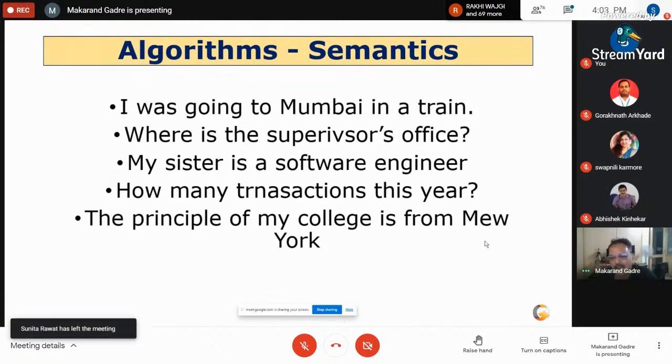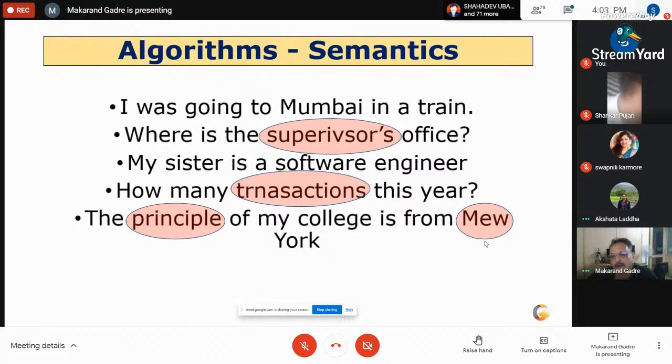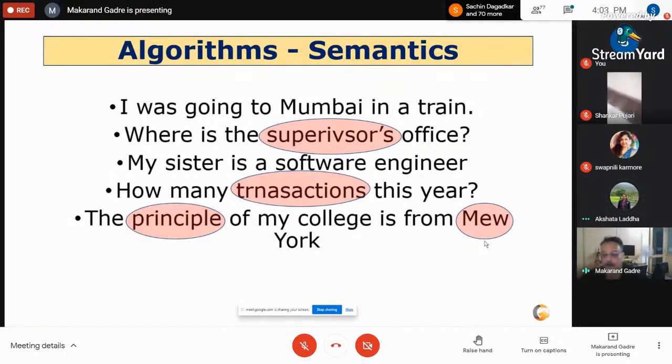You understood most of it, right? Yes, pretty much. Now look at this. Did you notice that there were spelling mistakes in here? Yes. Then why did you say it was right? Supervisor spelling is wrong. Transaction spelling is wrong. The principal spelling is not wrong, but it should be principal, not principle. Yes. And of course, New York I spelled as Few York. This was a clear spelling mistake.